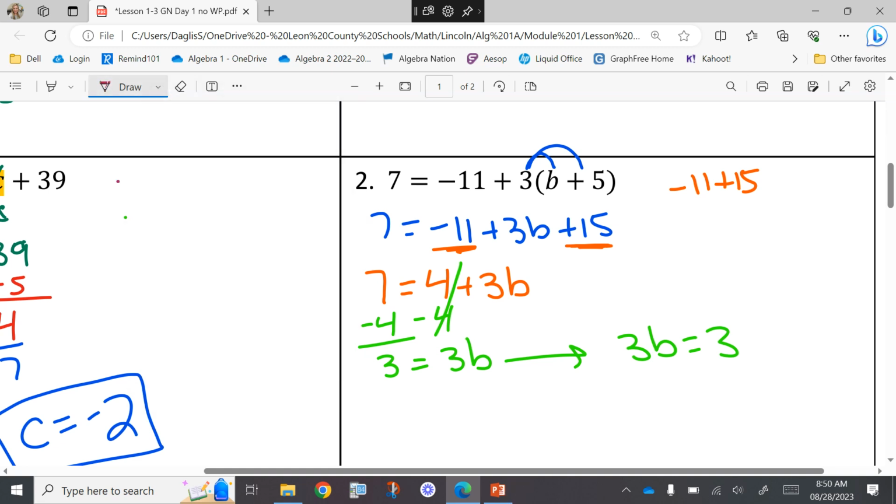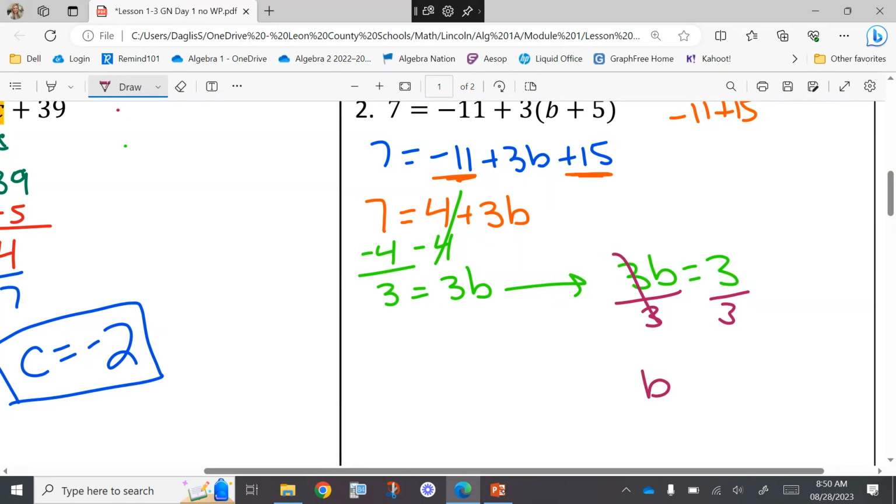A 3. How is it being attached? Right now it's multiplying, so how am I going to undo that? We're going to divide it. All right, 3 divided by 3 is 1. Like that.